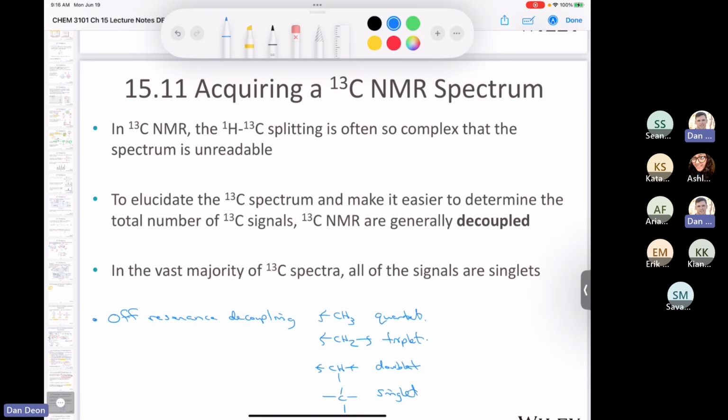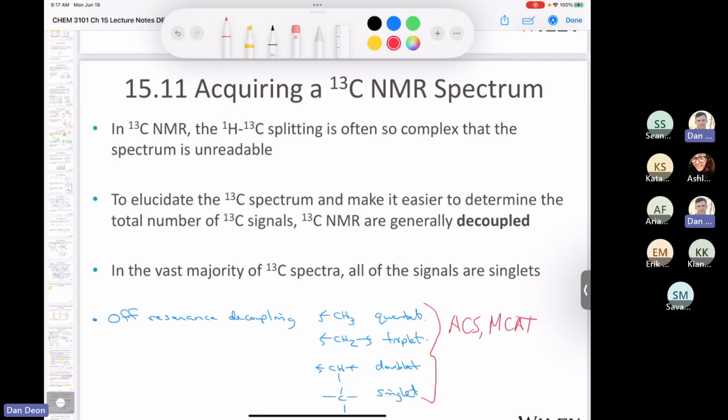This isn't even in our textbook. I don't know if he puts any problems, okay? But very rare. But these are sometimes in the ACS, and they're also sometimes in MCAT study material. So I will show you an example of off-resonance decoupling before we're done the chapter. But usually we don't do that.